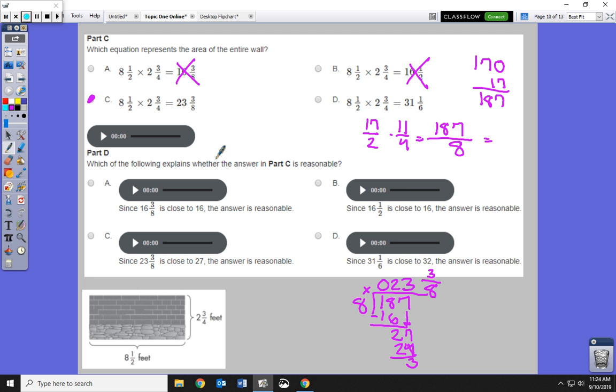Now we have part D. Which of the following explains whether the answer in part C is reasonable? Since 16 3/8 is close to 16, the answer is reasonable. Yeah, but again, my estimate was not 16, so I'm going to eliminate that. Since 16 is close to 16, the answer is reasonable. Again, when I calculated, the actual area is 23 3/8, and my estimate was 27. 31 1/6 is not close to 32, it's actually close to 31. Not appropriate. Hey, it's going to be C because it was close. It's close to 27, which was my estimate.